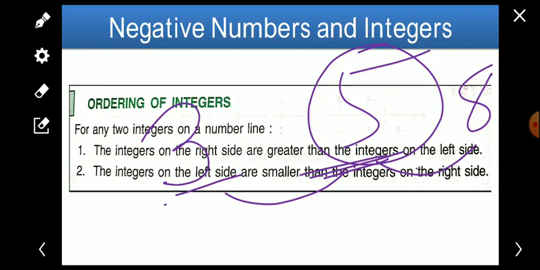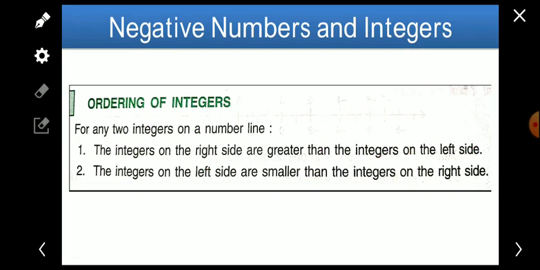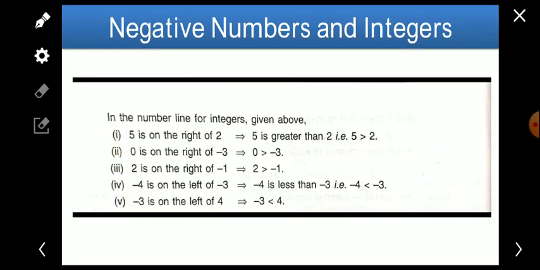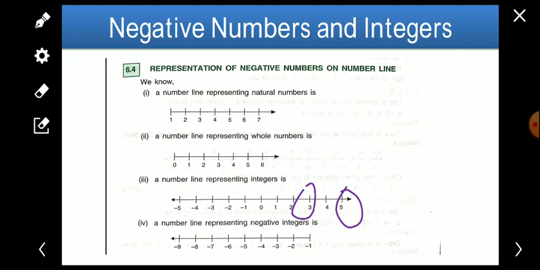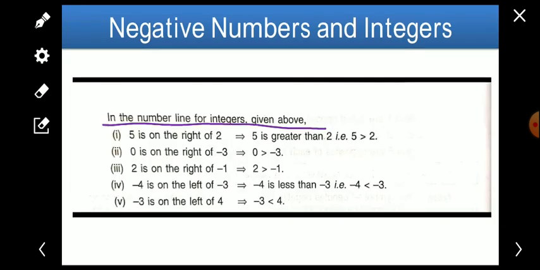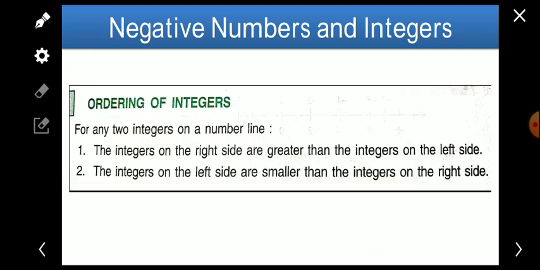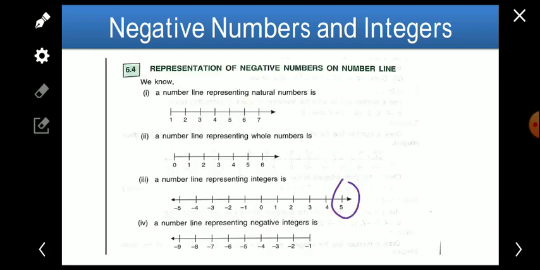So two numbers must be there to compare which is on the right side and which is on the left side. Then we can say by observing the number line which one is bigger and which one is smaller. Now here some examples are given, in the number line for integers given above. Using this you have to compare that 5 is on the right side of 2. We can see here that 5 is on the right side of 2.